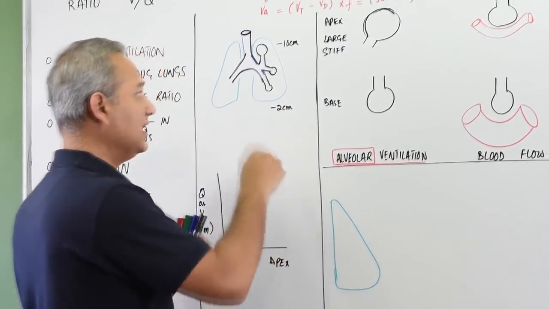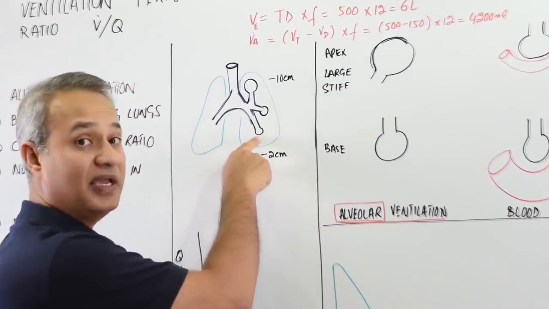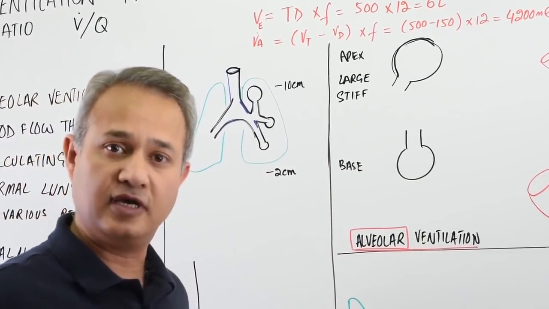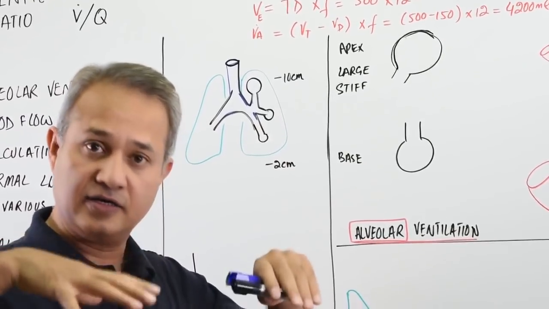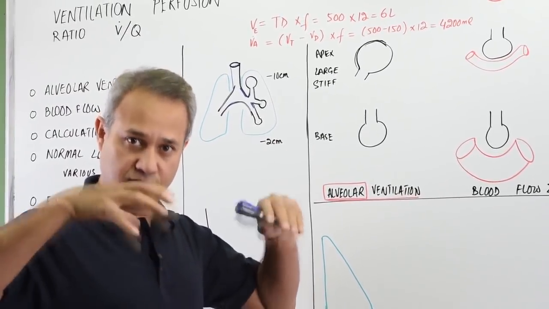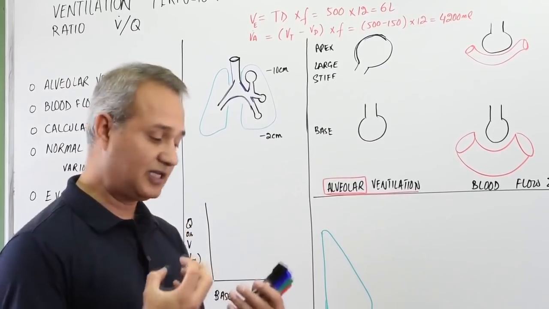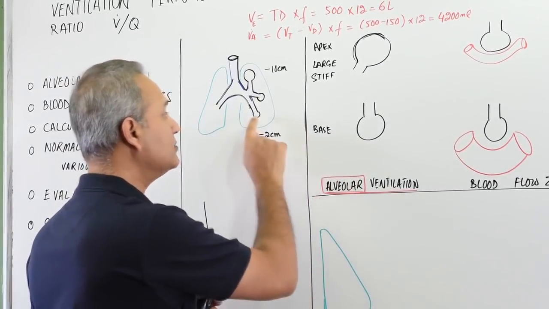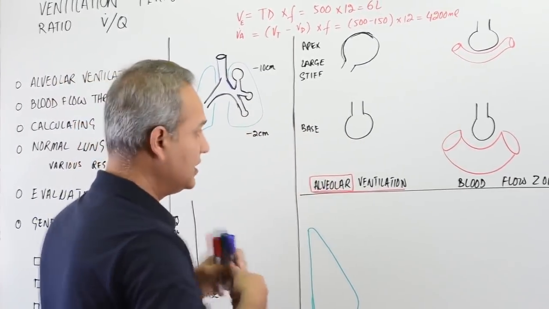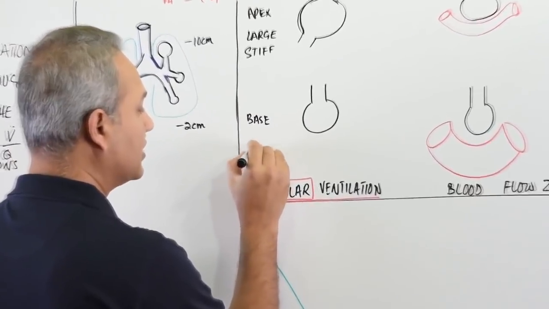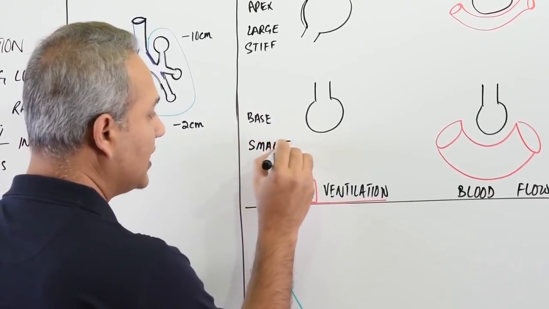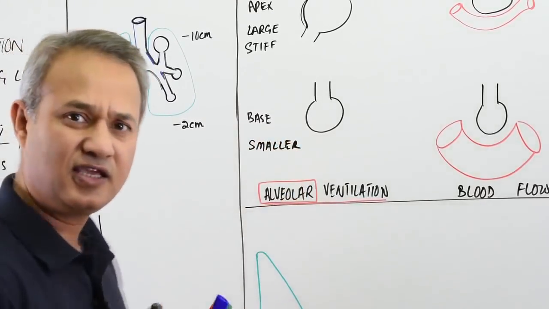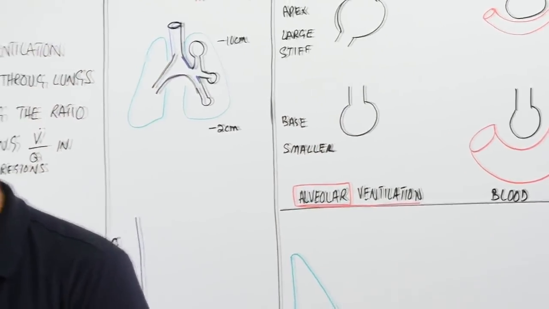On the other hand, alveoli that are near the base of the lungs, the lower part of the lungs, are under higher pressure because the lung volume is pressing on them. These are smaller in size. Now, is a smaller alveolus a bad thing? That is actually a better thing. That's actually a great thing.